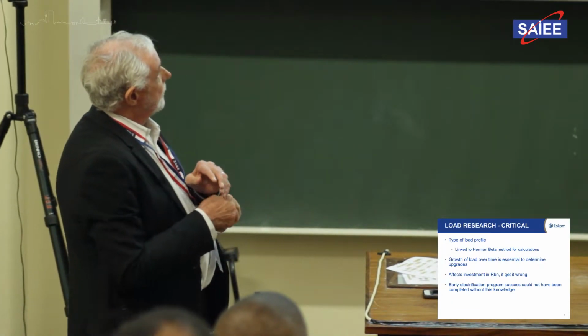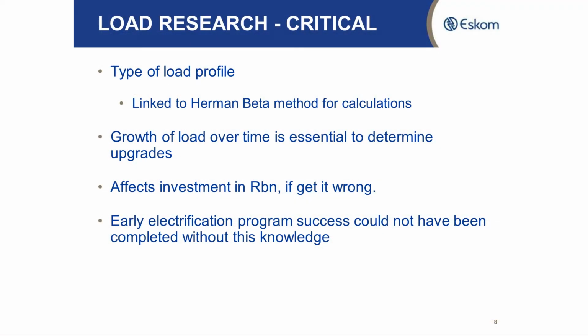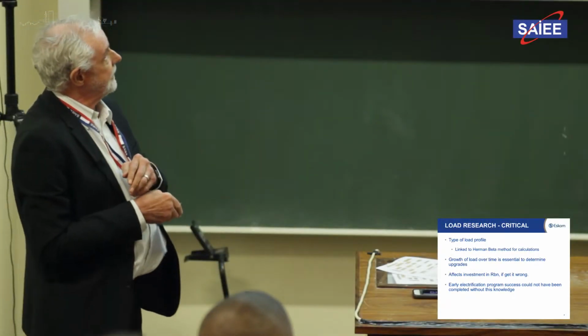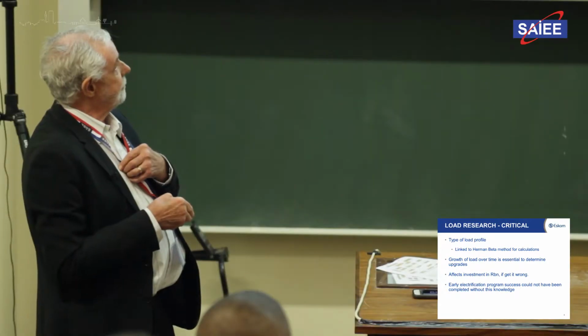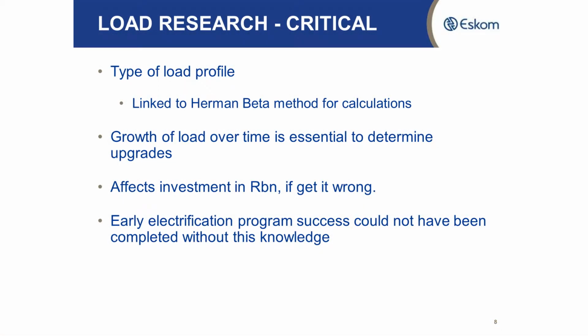Just to also state, the load research that we've done we found was absolutely critical, especially your type of load profile. And this kind of load is a constant current, constant power, constant impedance. What kind of curve does it follow? What kind of diversity factors can you use? Which is also a means of probabilistic determination. And the investments, if you get it wrong, are in the billions. It's not just a few million.